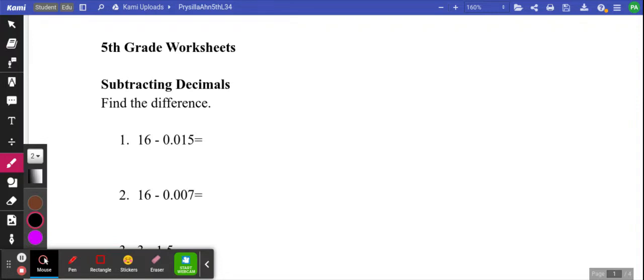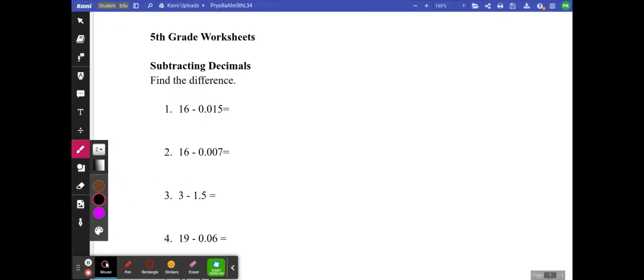Hey guys, to begin today's 5th grade worksheets, we are going to be starting off with subtracting decimals. The first thing to remember when subtracting decimals, when it comes to problems like these, where you have a whole number and a big decimal, is that the answer is always going to end up with the same amount of decimals as whatever is being subtracted from.